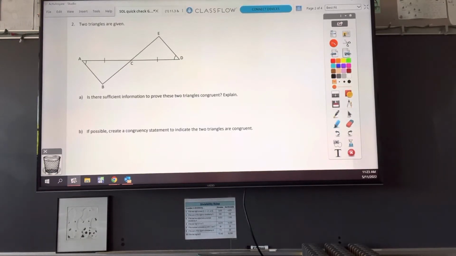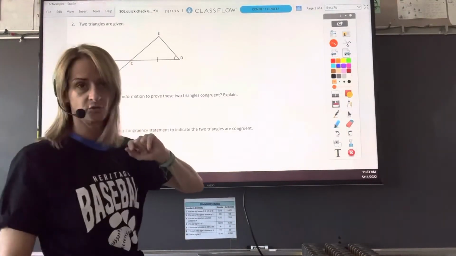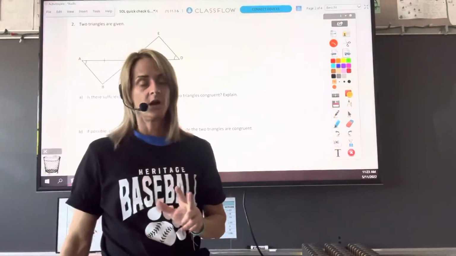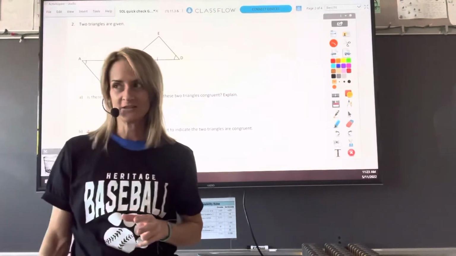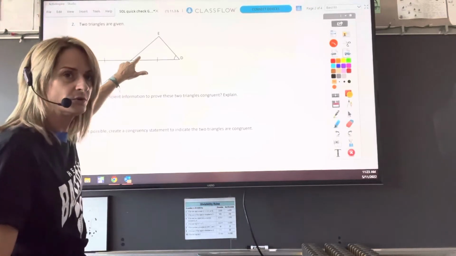Okay, problem number 2. Two triangles are given. Is there sufficient information to prove these two triangles congruent? Before we can start, I need to mark the hidden information. There's hidden information on this diagram, and it is the vertical angles right here. Those are congruent.